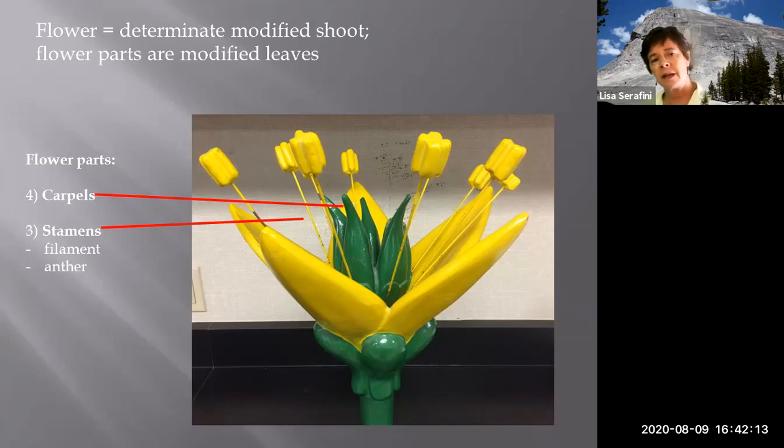Going to the last flower part, we have carpels, and in this flower we have 5 carpels. Again, the carpel is the part that comes from a leaf, evolutionarily speaking, and carpels are going to contain ovules, and ovules are going to contain eggs. We'll get to that in just a minute.